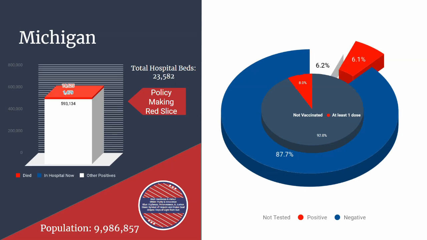Michigan vaccinated 8%. Their negative tests are at 87.7%. Their positive tests are at 6.1%. They've had over 15,000 people die, 1,400 in a hospital right now, and over 23,000 beds available.